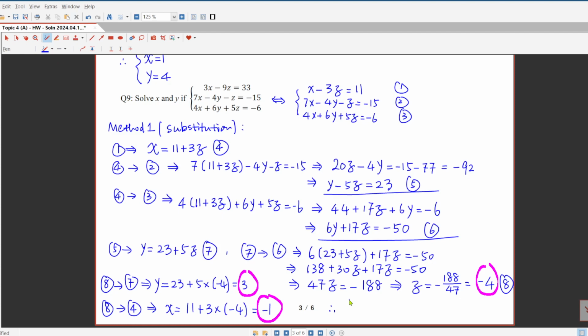Therefore, the final solution is x equals -1, y equals 3, and z equals -4. You get it? And this is our final solution. Okay, have a look at the solution here. Any questions, just let me know, okay?